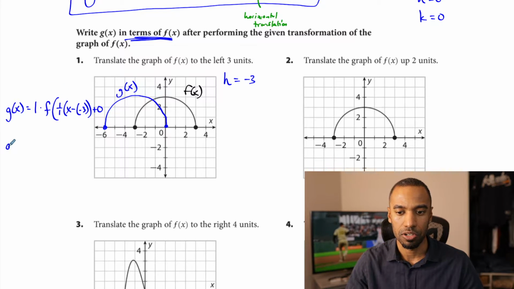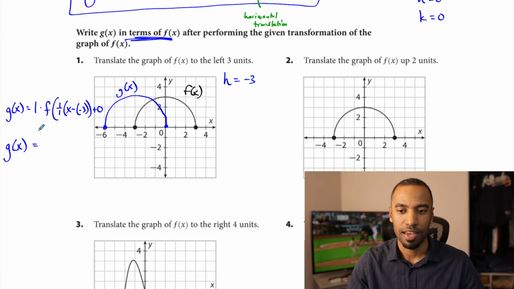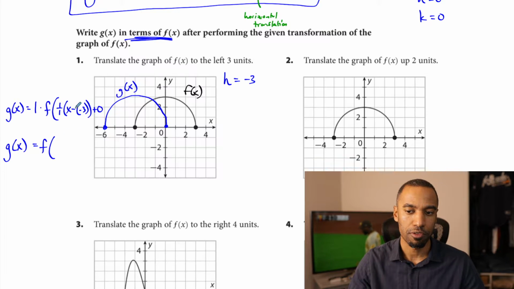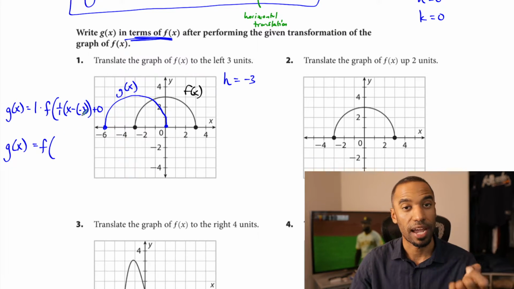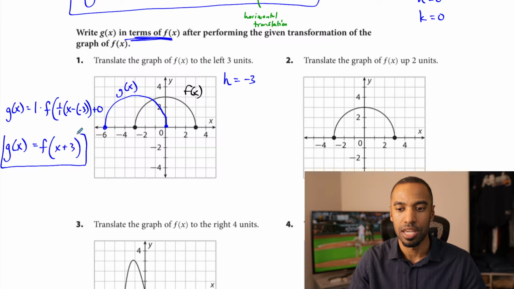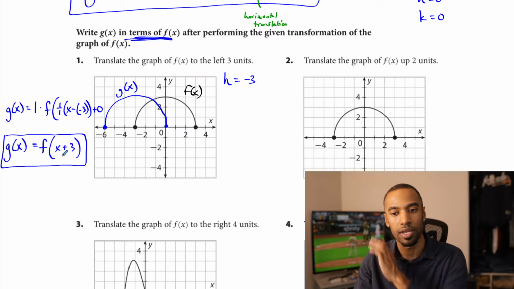So what I'm going to do here is clean a bunch of this stuff up. G of x equals 1 times all this is just that f of something. 1 over 1 is just 1, and 1 times this is just that part. So I'm going to be left with x minus -3. Subtracting a negative becomes addition. That becomes x plus 3. And then plus 0, you leave that out. So the final result of this is g of x equals f of x plus 3.